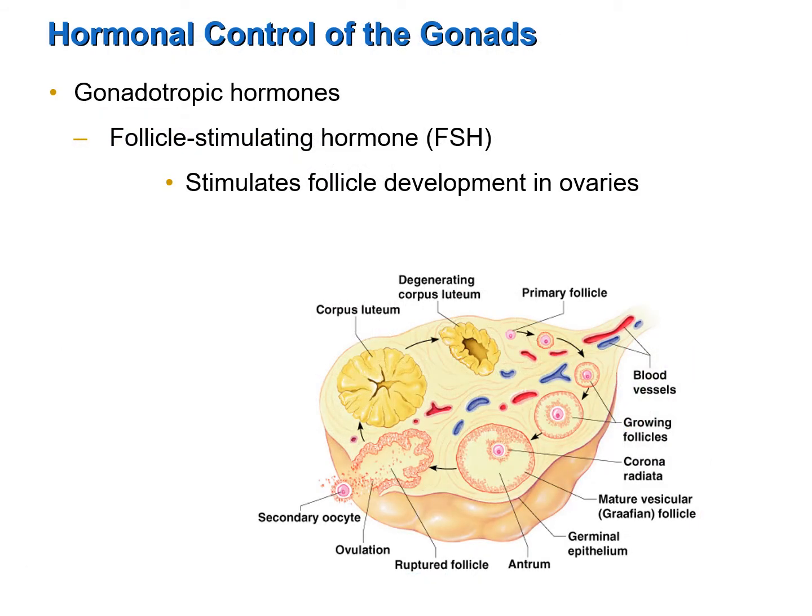Let's talk about follicle stimulating hormone first, and specifically let's talk about its effect in females, because this is where it gets its name. So follicle stimulating hormone is released by the anterior pituitary gland in response to gonadotropin releasing hormone, and it targets the ovarian follicle. So what you're looking at here is an ovary, and you're looking at the development of a follicle prior to ovulation, where the follicle ruptures.